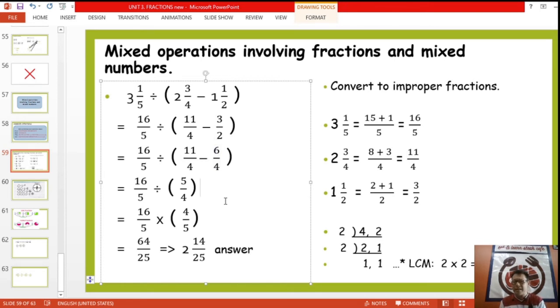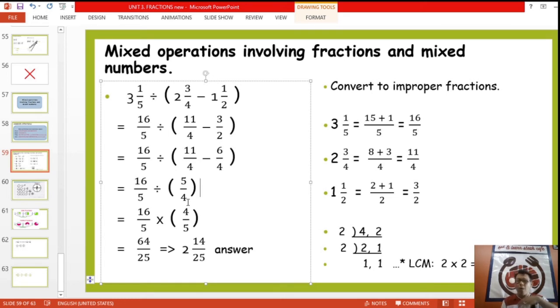Look at that. If you cannot recall that, go back again. As I said, go back to our previous videos. You can go to my YouTube channel. Now, since we already have the same denominator, it's easier to subtract now. What you're going to do, just subtract the numerators and just copy the denominator. So we have 11 minus 6 is 5 over 4.